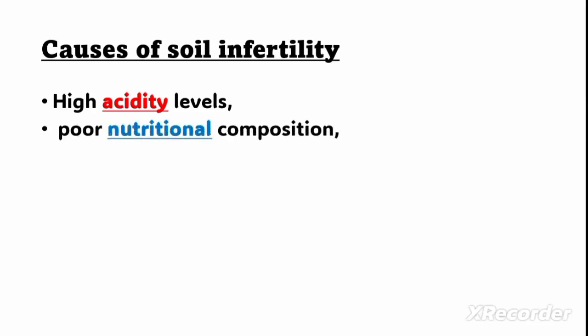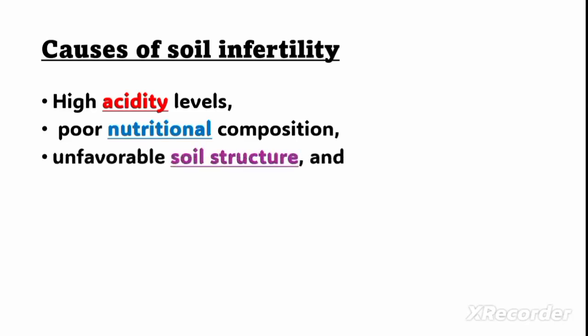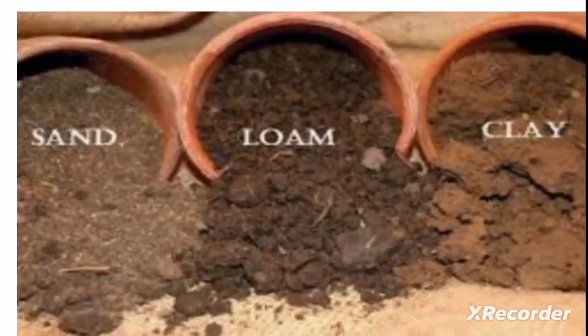Poor nutritional composition. If the amount of nutrients within the soil is too low, then the soil is infertile. Unfavorable soil structure also causes infertility. High levels of salinity, too much salt in the soil, also cause infertility.